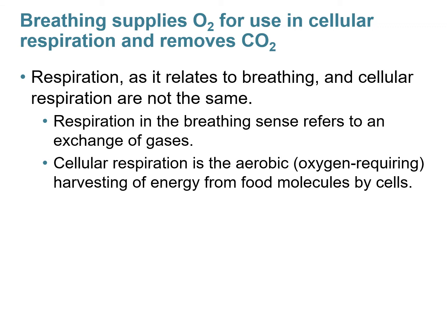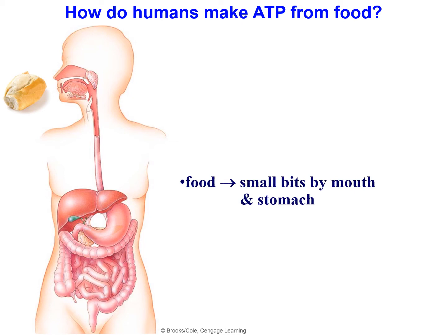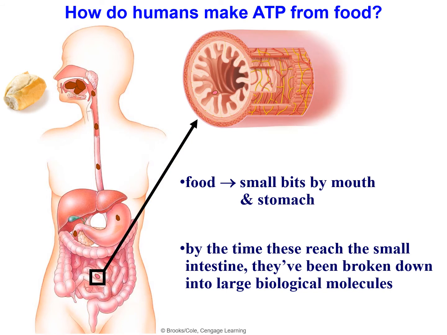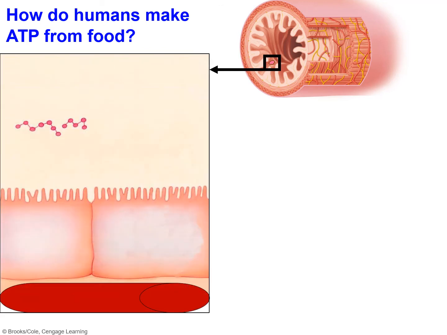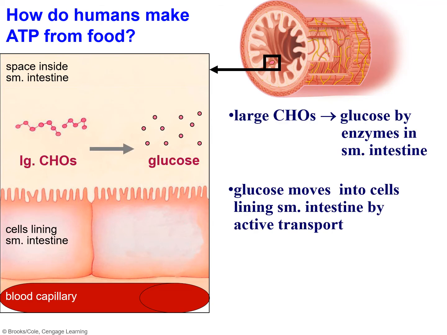The first step to getting energy if you're a human being is to eat. Food is chewed up in the mouth and then later digested more by the stomach and the intestines. By the time they reach the small intestines, they've been broken down into large biological molecules. Large carbohydrates are further broken down into glucose by enzymes that are present in the small intestines. Glucose is a large sugar molecule, so it will move into cells lining the small intestines by active transport. This is because we want to get all of the glucose. We don't want to rely on equilibrium and passive transport to make that happen.